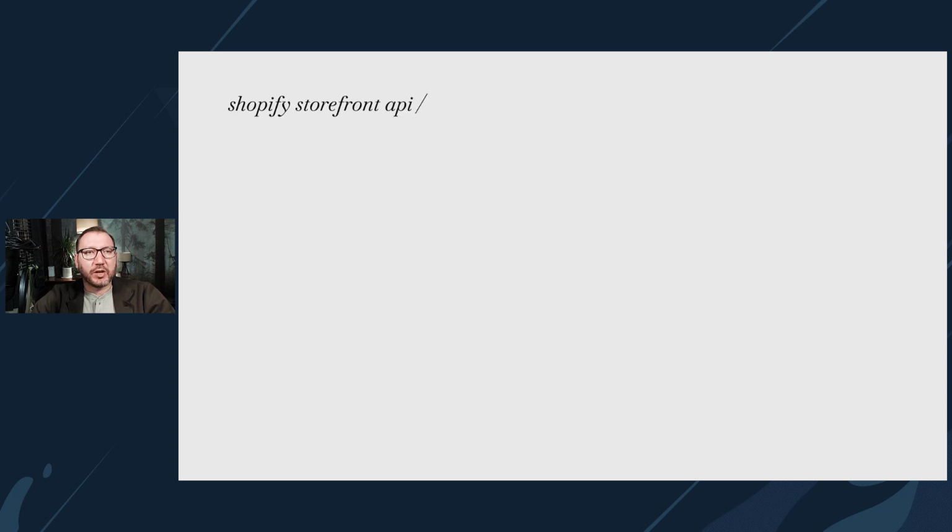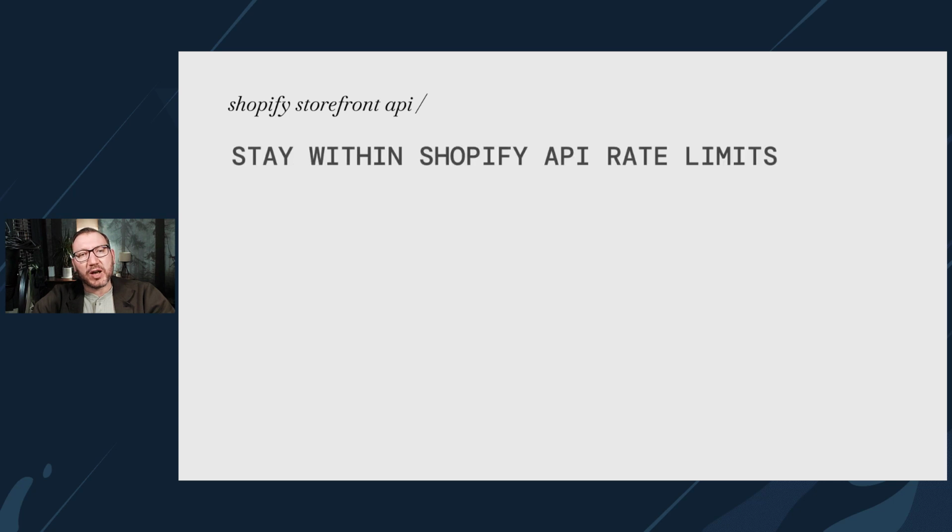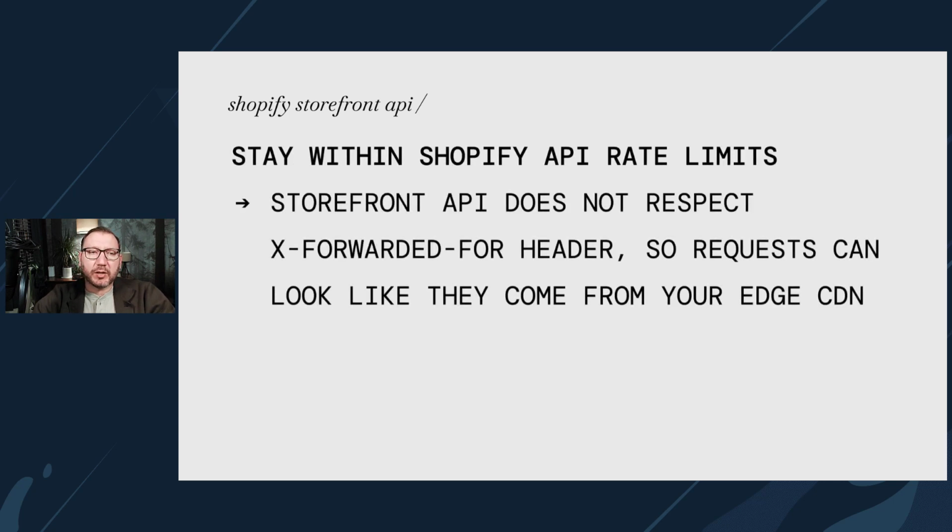One is dealing with the Shopify Storefront API. This is a big one. You need to stay within the API rate limits. Now, when you're using the Storefront API, this isn't advertised, but it does not respect the X-Forwarded-For header, at least not at the time of this presentation. So what that means is, even though your users are making requests, if you're on an edge network, Shopify can see them as coming from that edge IP. So that's something you need to be mindful of.